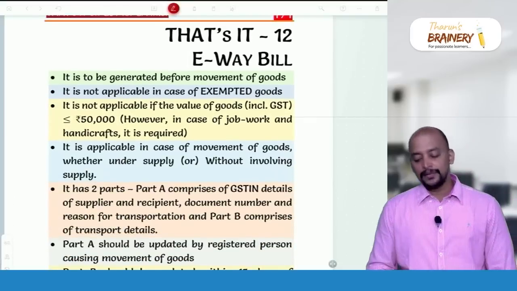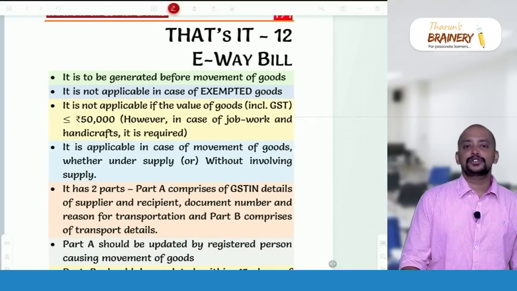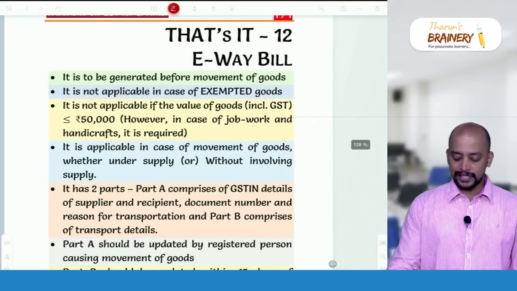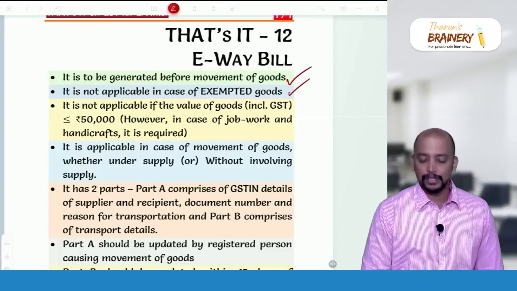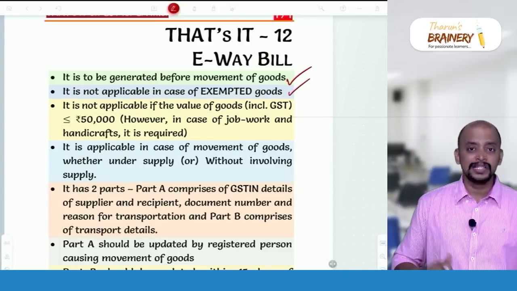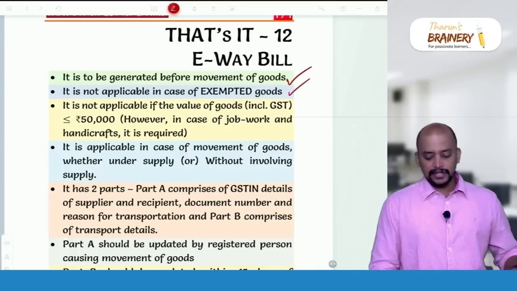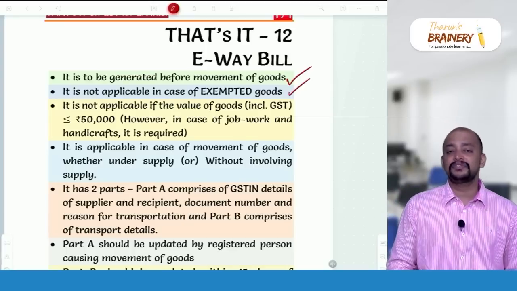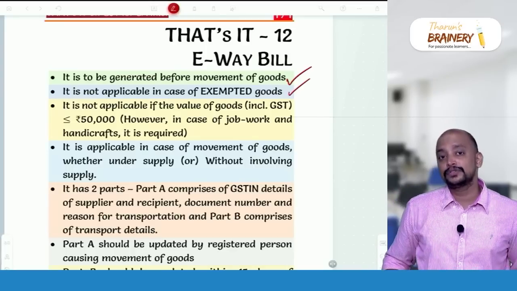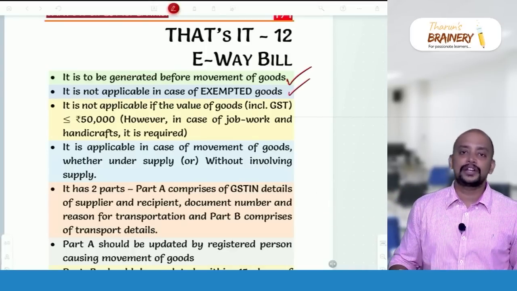Then e-way bill. E-way bill is a document to be generated before movement of goods, and it is not applicable in case of exempted goods, only in case of taxable goods. In case of exempted and non-taxable goods, e-way bill is not required. It is not applicable if the value of goods including GST does not exceed 50,000 rupees. If the value of goods including GST exceeds 50,000, then only e-way bill is required.